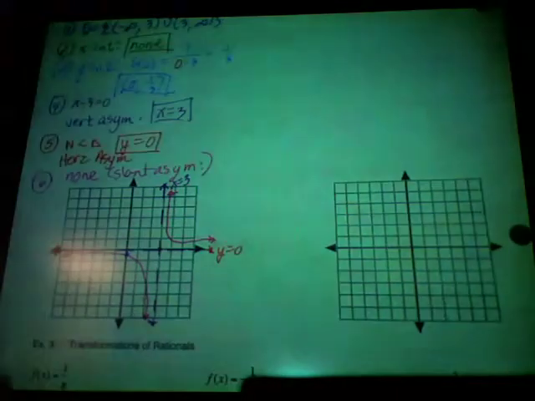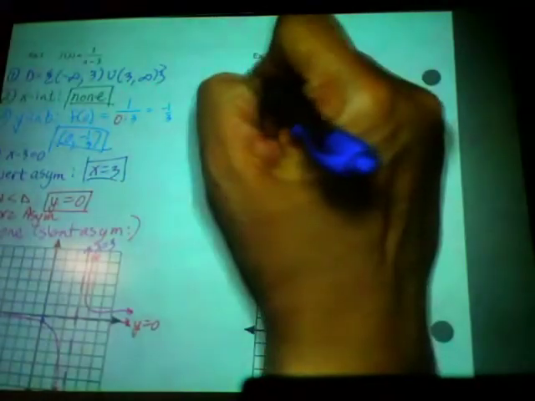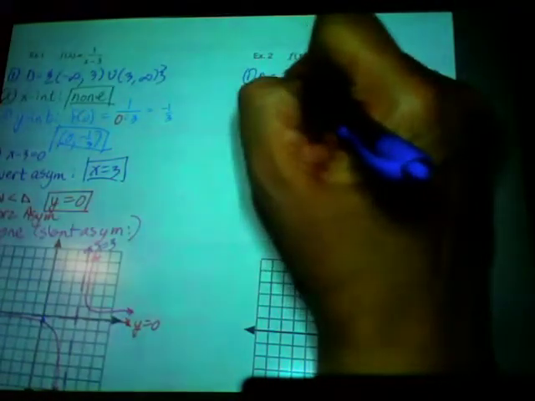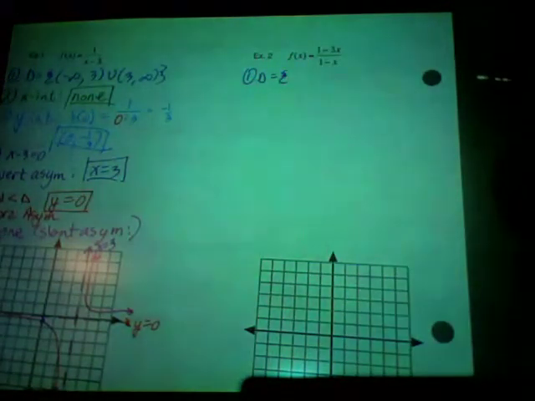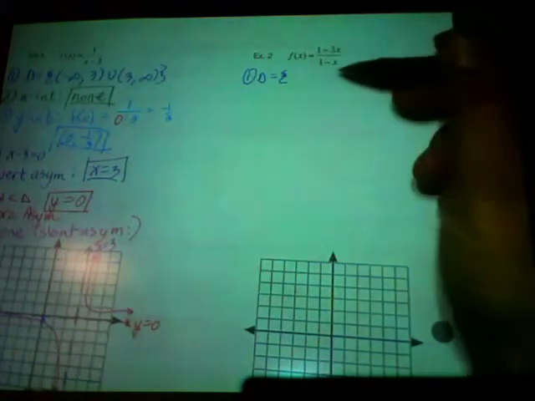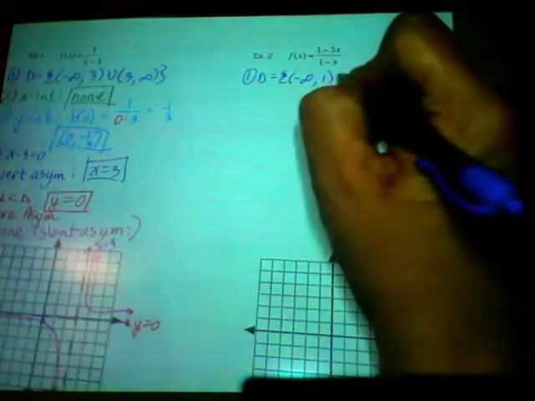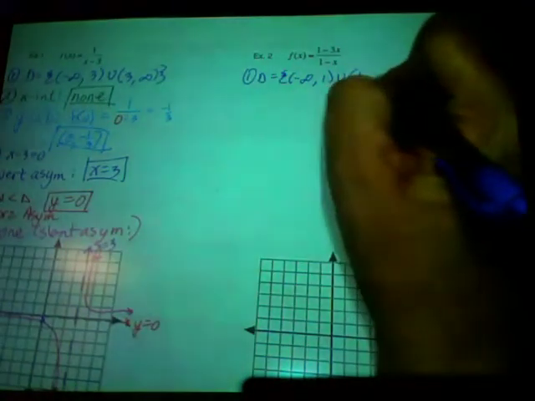All right, so let's look at example 2. We're going to do exactly the same thing again. Start all over again. What's my domain? How do I find it? What can x not be? 1, right? So I'm going to go from negative infinity to 1, union 1 to positive infinity.